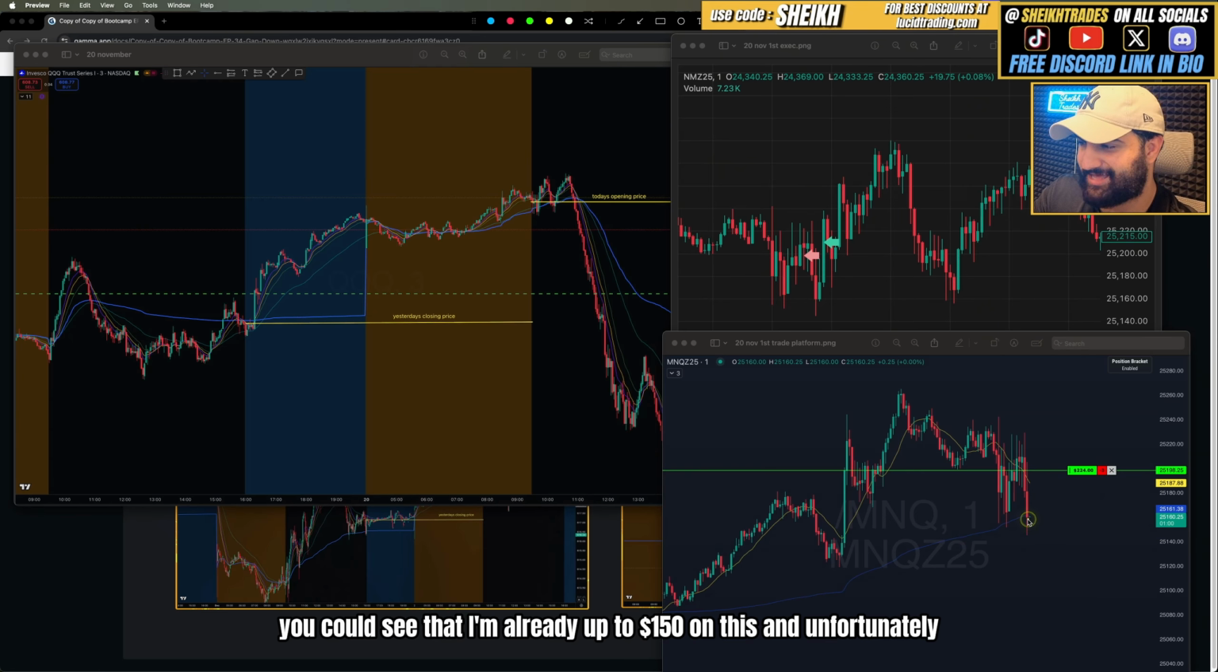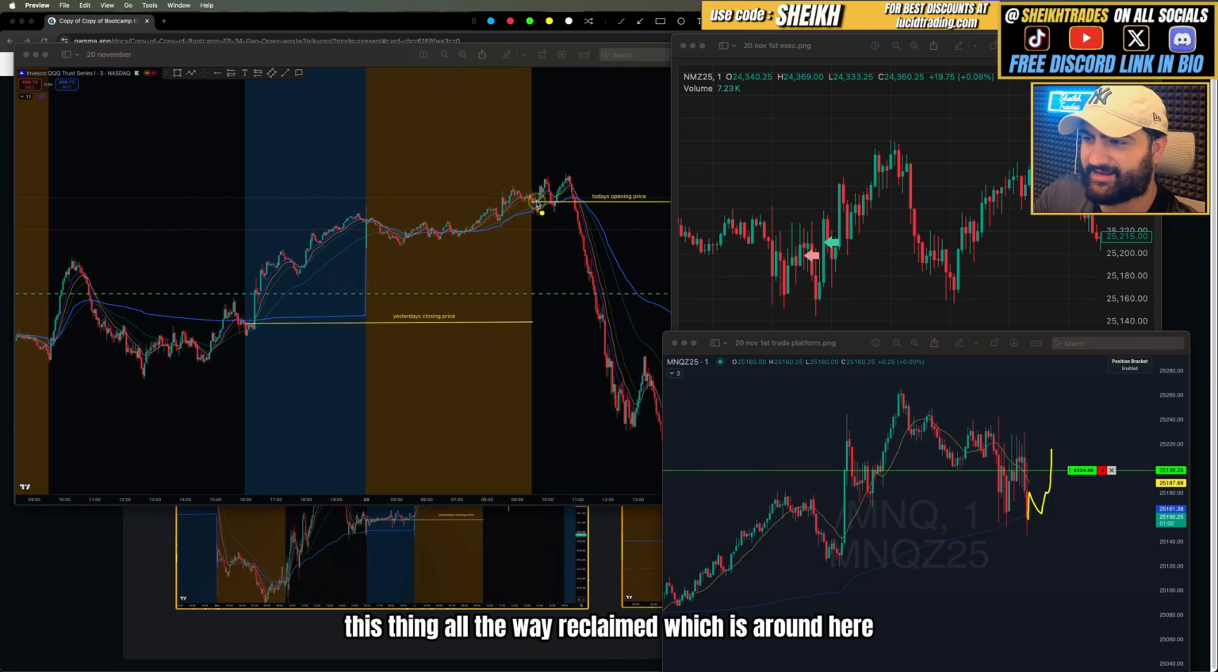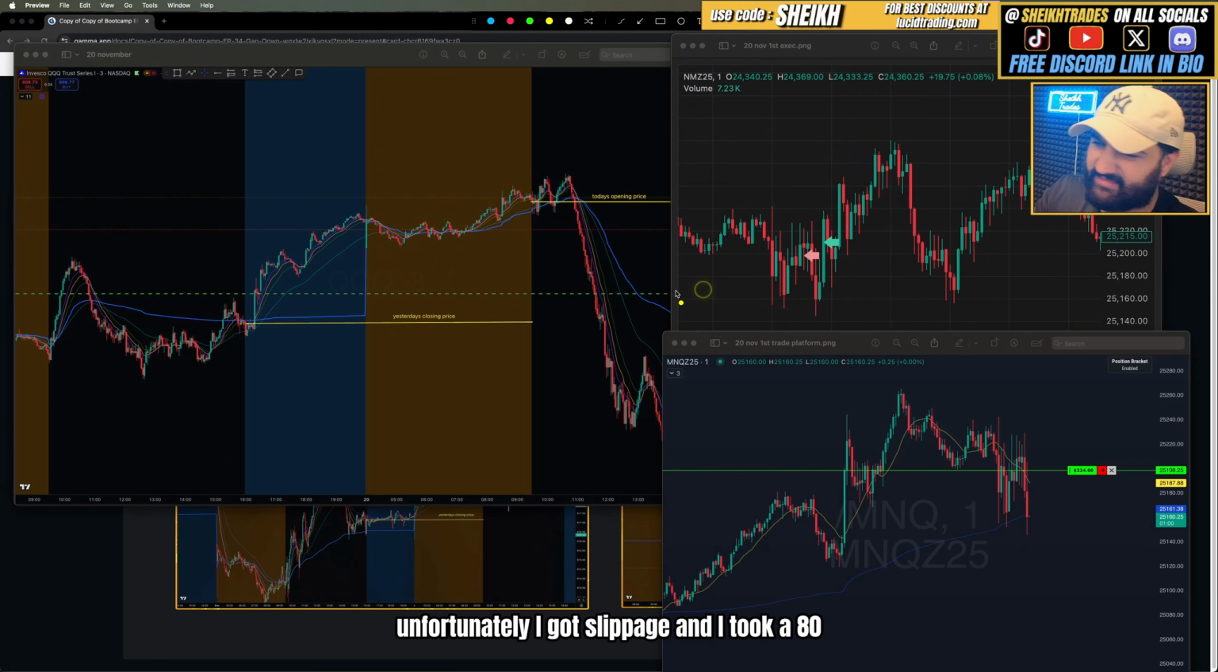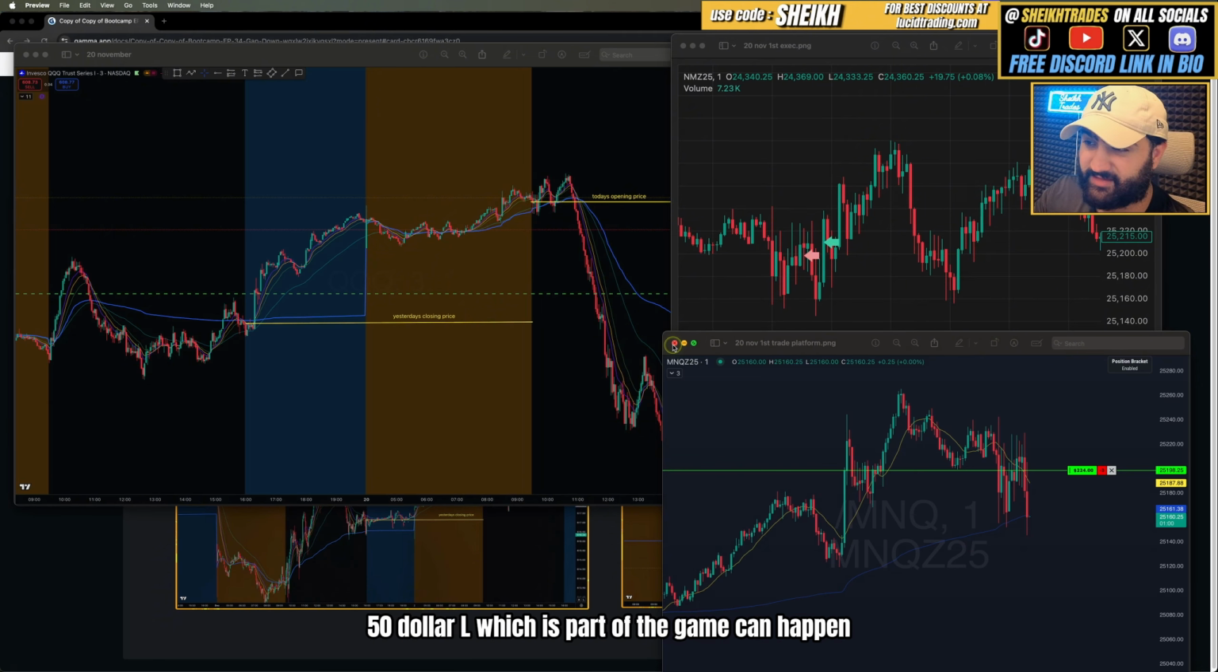And unfortunately, this thing all the way reclaimed, which is around here. It filled VWAP up and it never continued going down. It reclaimed. I take my L. It was supposed to be a break-even trade. Unfortunately, I got slippage, and I took a $50 L, which is part of the game.